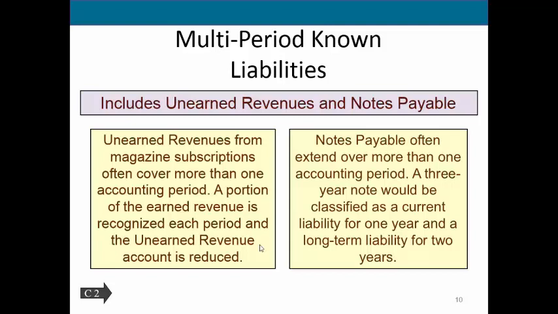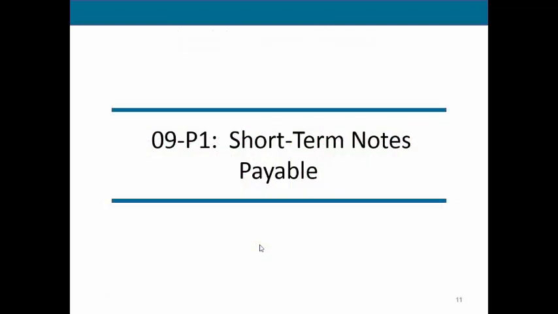However, we would need to show each year what interest has been incurred, therefore what is payable and what has been paid. So we're going to be needing to update that every time we close the books. So we would need to adjust the books for the interest related to that note payable.